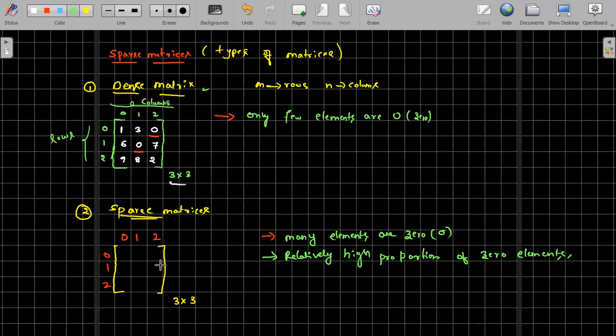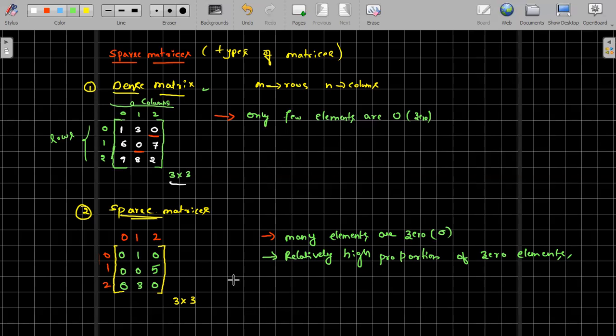Now, when you are representing this sparse matrix, you can see that majority of the elements, many elements, are 0 in this particular matrix, something like 0 1, again 0 here, again you can see 0 0 5, again here also you can see 0 3 0. This type of matrix we will call a sparse matrix.